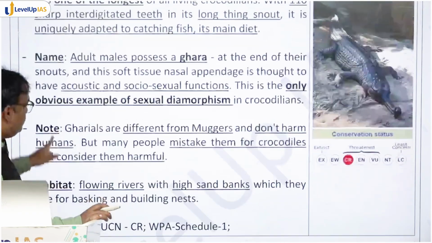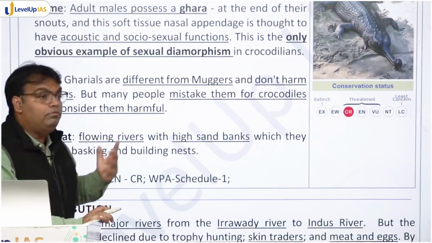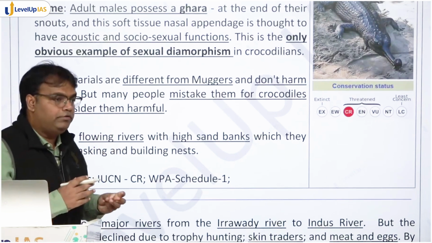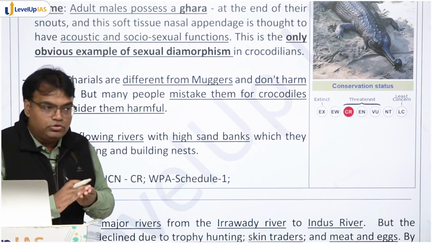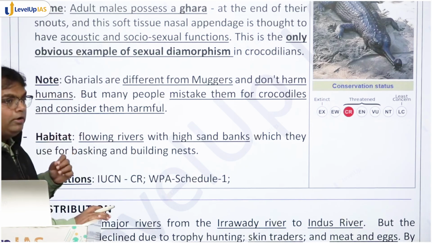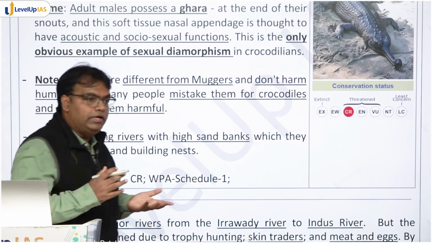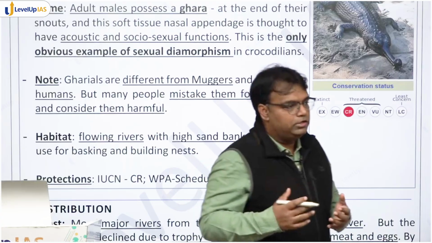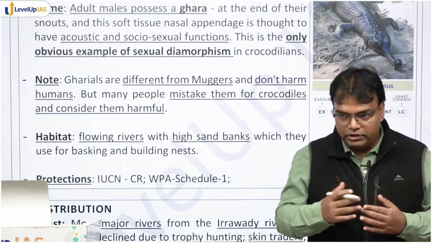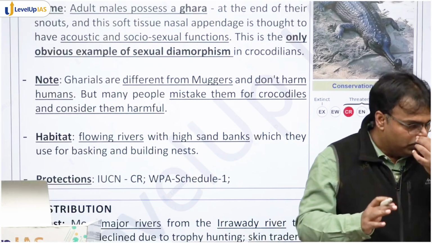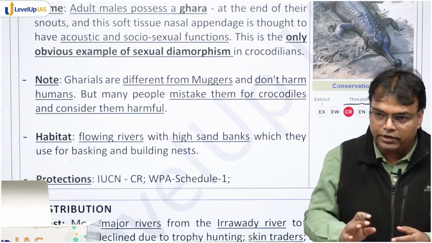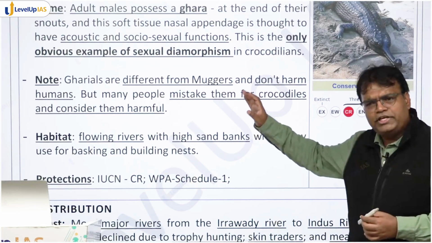Now, they are different from mugger. We have said we'll deal with 3 crocodiles in India. We'll study about muggers also. They're different from muggers and don't harm people. Generally when you go near magarmach or mugger crocodile, what will it do? It will attack you. If you trouble it in any way, it will be attacking you. But this is frightened of humans. It shies away from humans.